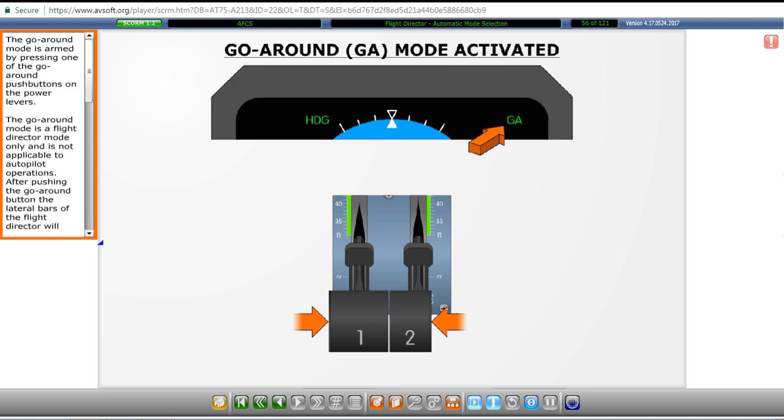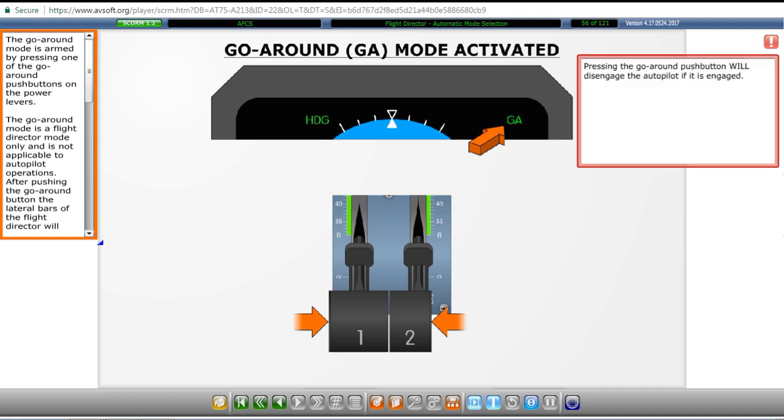The go-around mode is armed by pressing one of the go-around push buttons on the power levers. The go-around mode is a flight director mode only and is not applicable to autopilot operations. After pushing the go-around button, the lateral bars of the flight director will command the present heading of the aircraft, and the vertical bars will command a safe pitch attitude based on the flap setting and single engine performance. Altitude select is the only autopilot mode that stays active. Upon reaching a preset altitude, it will be captured as normal.